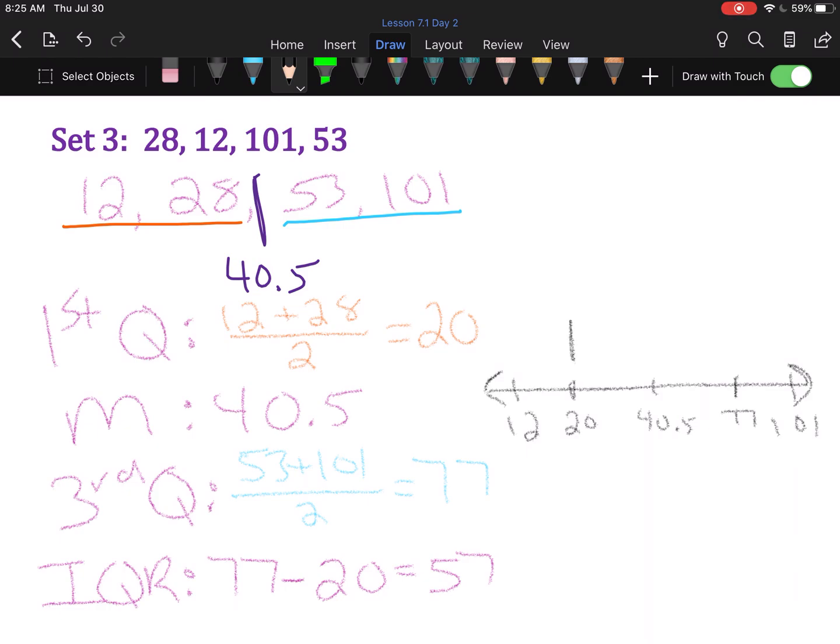Above the first quartile, the median, and the third quartile, we put vertical bars and connect them. Above the low number 12 and the high number 101, we put dots, and we just attach them as such. And there, one last time for an example, is our box and whisker plot.